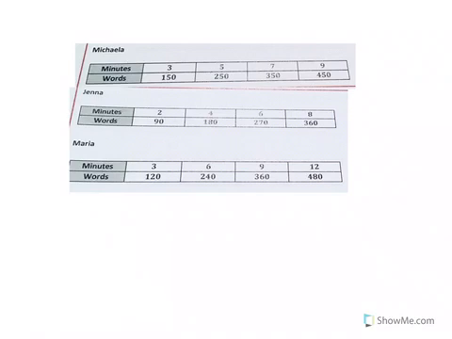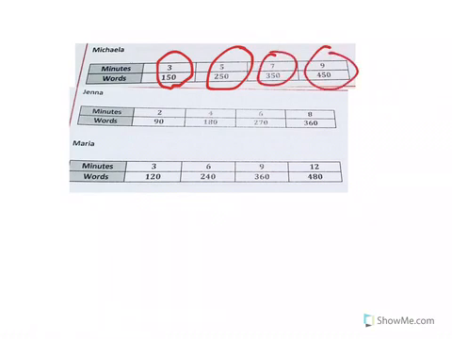All right. What you see here is we have three ratio tables, and what it's comparing, you have Michaela, you have Jenna, and we have Maria. And it shows how many words they can type per minute. Well, it actually doesn't show that. Let's start over here with Michaela. Michaela, in 3 minutes of typing, can type 150 words. Then it shows you how many words she can type in 5 minutes, in 7 minutes, and in 9 minutes.